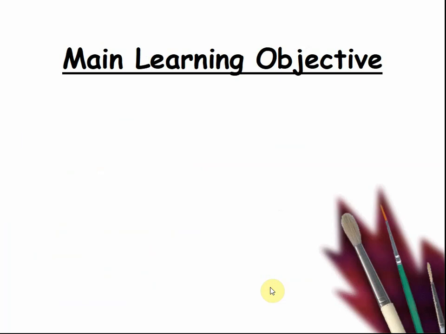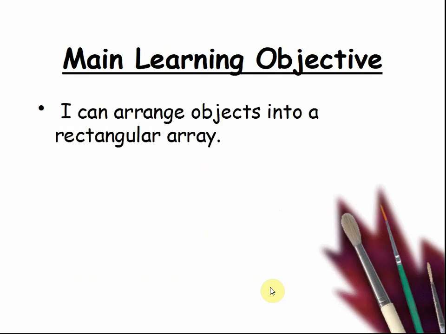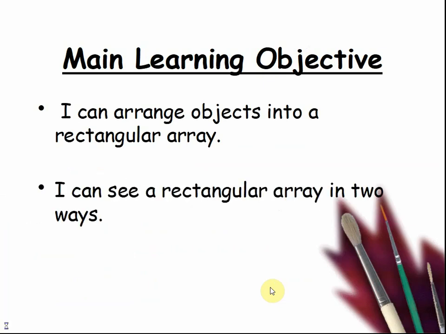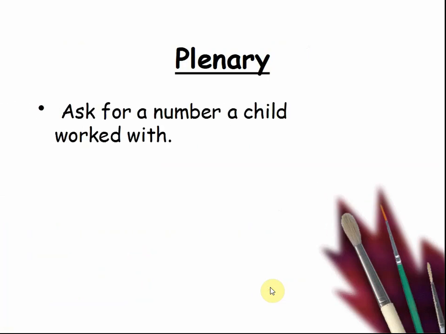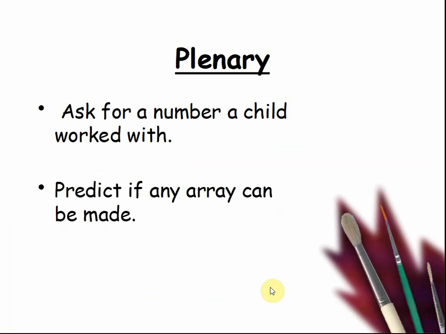Here is the main learning objective. I can arrange objects into rectangular arrays. I can see a rectangular array in 2 ways. Ask for a number a child worked with. Predict if any array can be made.